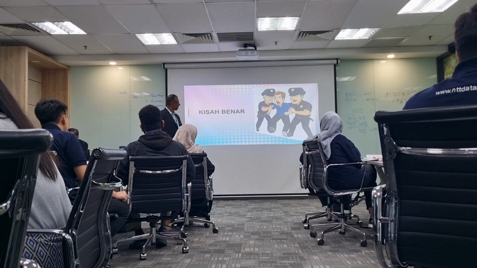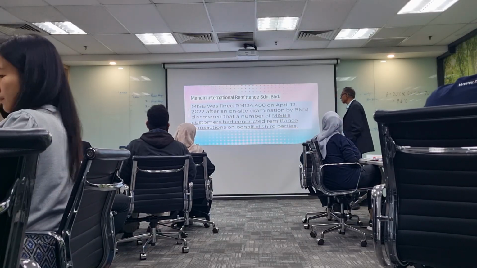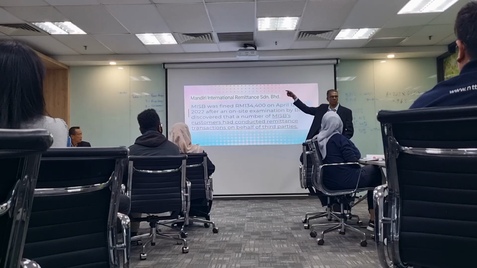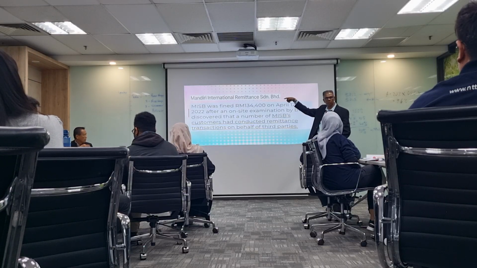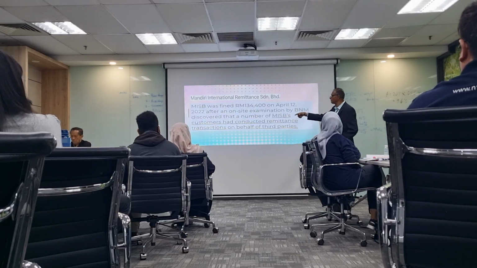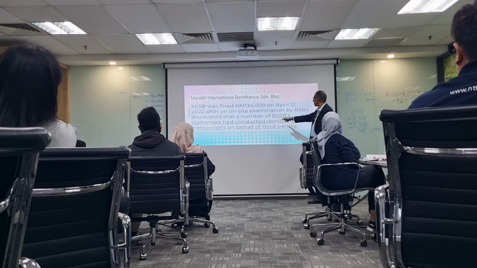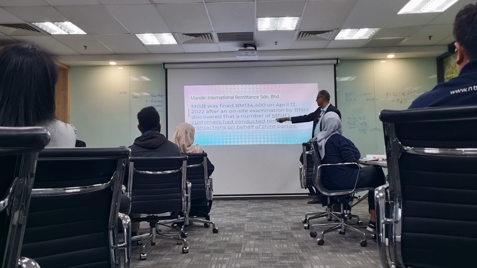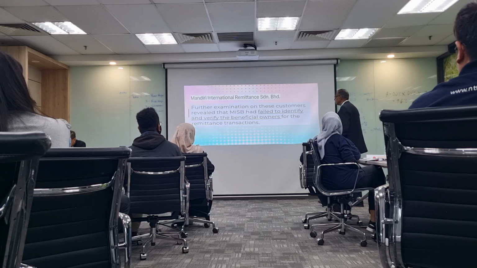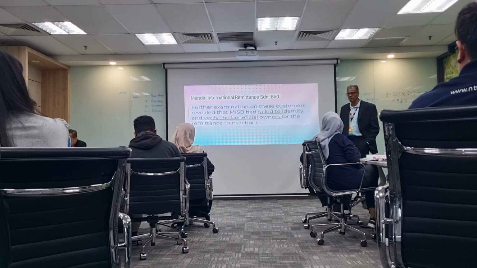Let me just go quickly on the case. Pedigree International, this is actually a remittance company. All these are reporting institutions, supposed to report to the authority. You all know what an RE is, isn't it? Reporting entity. They were fined so much by BNM when it was found that customers had conducted remittance transactions on behalf of third parties. So what you need to do? They failed to identify and verify the BO.